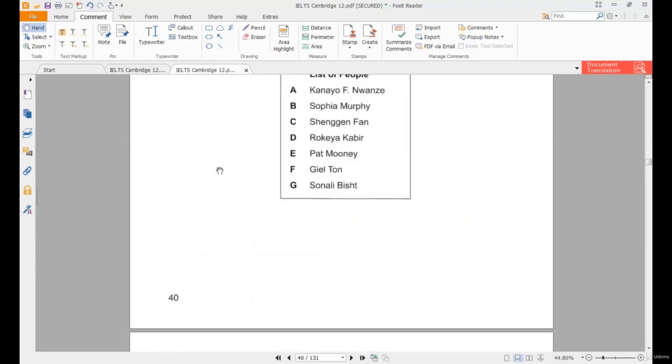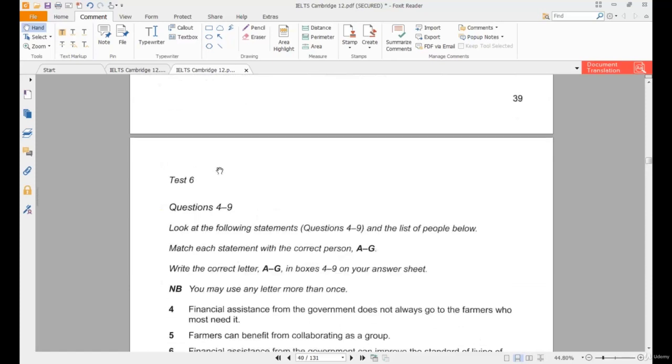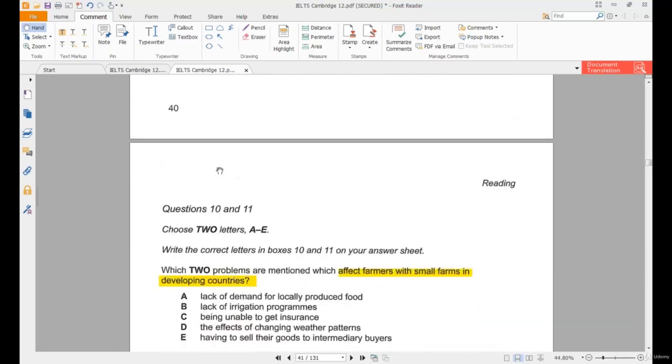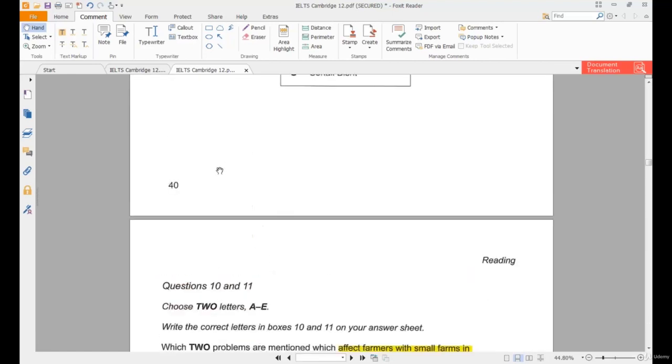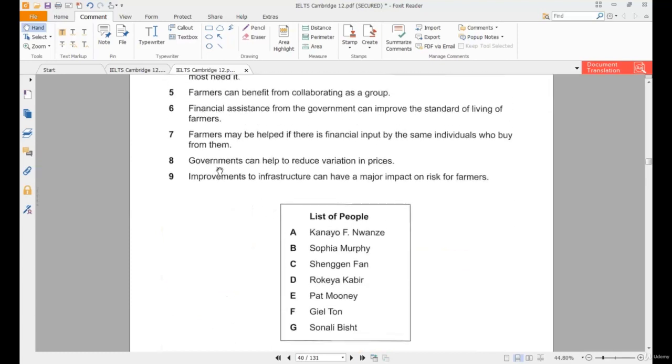So we have a paragraph location question, we have a matching question, and we have a multiple choice question where you have to pick two from a list. Now, Michael, thank you. Nota bene. Yeah, that's Latin, I believe.